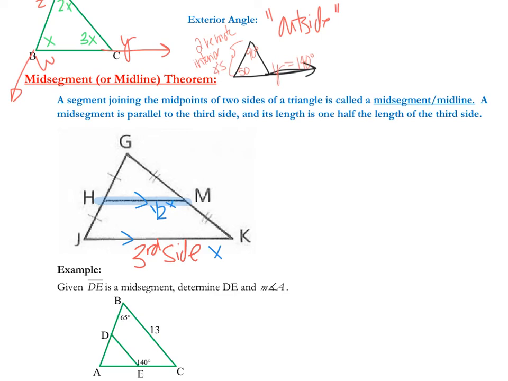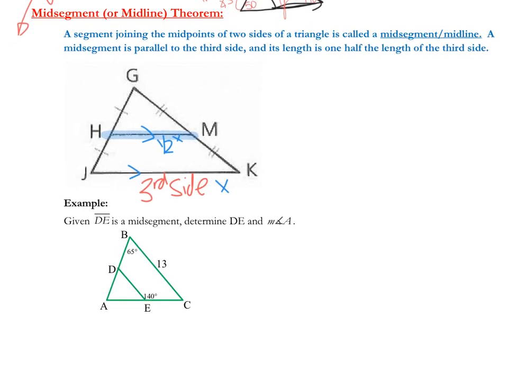Okay, so it says given DE is a midsegment, determine segment DE and the measure of angle A. So again, the midsegment is the one that's connecting at the midpoint of either side, and it's 1/2 of the third side. So DE would be 13/2.